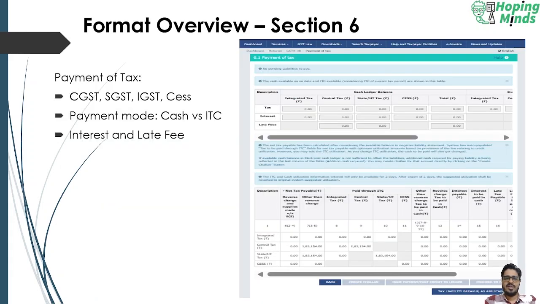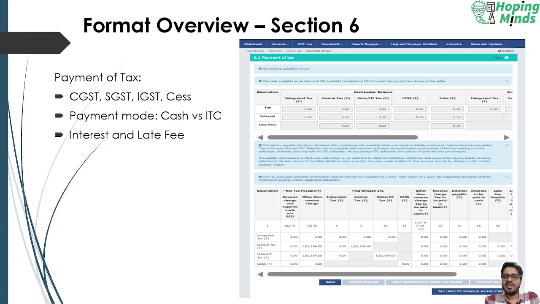Then section 6, that is payment of taxes. The payment of taxes is required to be declared in section 6. The payment of taxes can be in the mode of cash or by utilizing the input tax credit. If we have sufficient input tax credit in our credit ledger, then we can utilize such credit to pay the output tax, subject to rules of utilization. If we do not have any input tax credit, then we have to generate a challan and pay taxes through that challan. If we have partial input tax credit, then for the remaining amount, a challan is required to be generated and paid through cash.